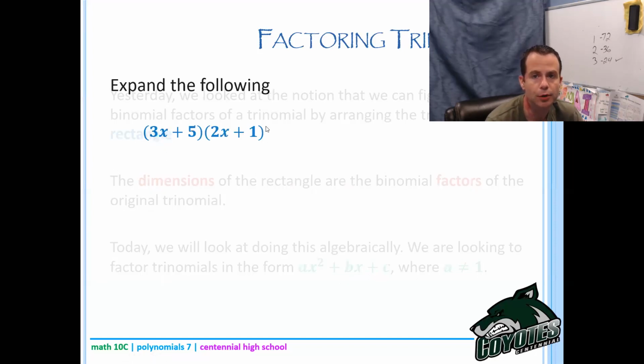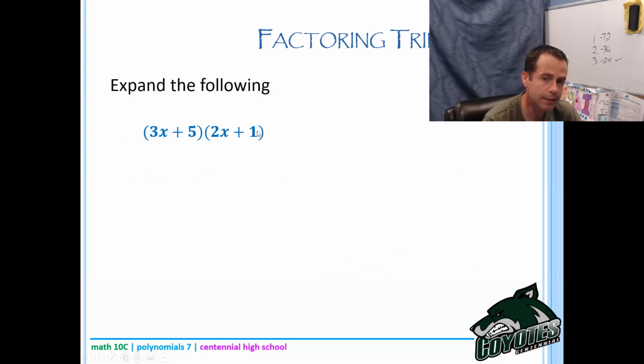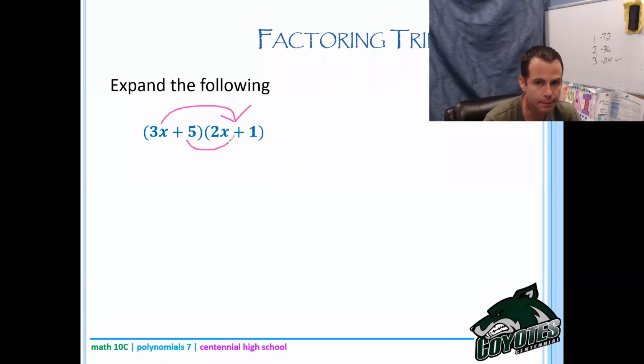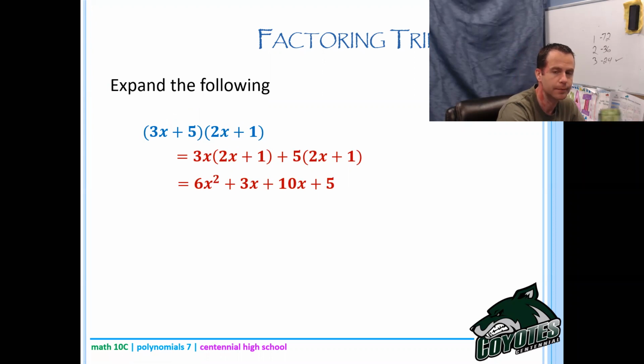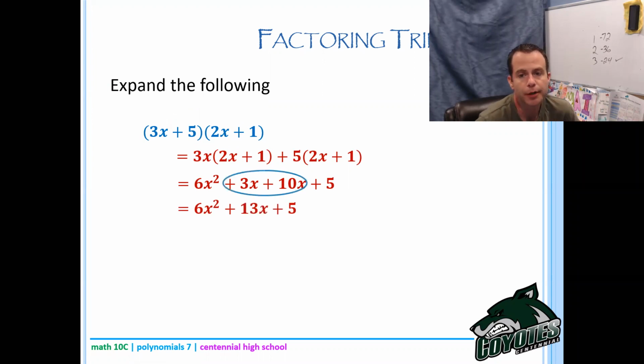Okay, so here we go. Expand the following. If I asked you to expand this, you would go, okay, I need to take my 3x and multiply it by the 2x plus 1, and I need to take my 5 and multiply it by the 2x plus 1. Okay, that's old hat to you now. You've been doing that for a long time. Then I distribute, and I end up with 6x squared plus 3x plus 10x plus 5. Now those two in the middle can come together. And so my final answer would be 6x squared plus 13x plus 5.